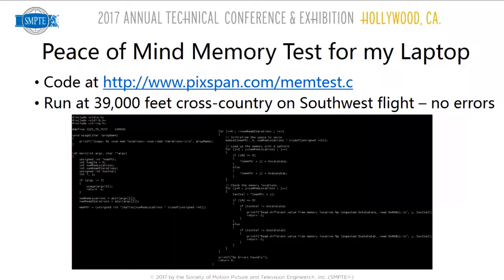If you want to load it, you can load it and test if your laptop doesn't have ECC memory. Maybe you want to test it while you're flying across the United States. But I did that, and I was in a Southwest plane at 39,000 feet, ran it for hours, and sure enough, no errors. So I have faith in my laptop again.